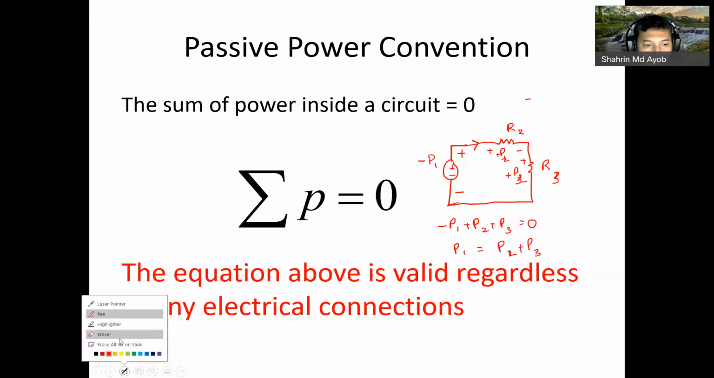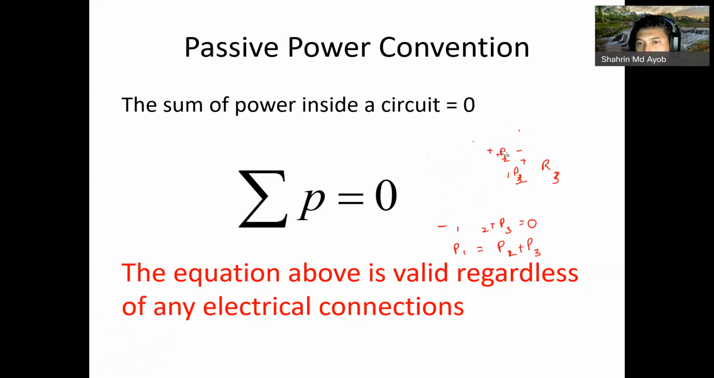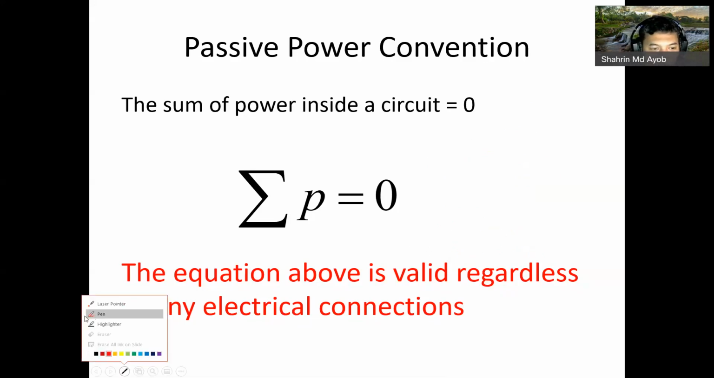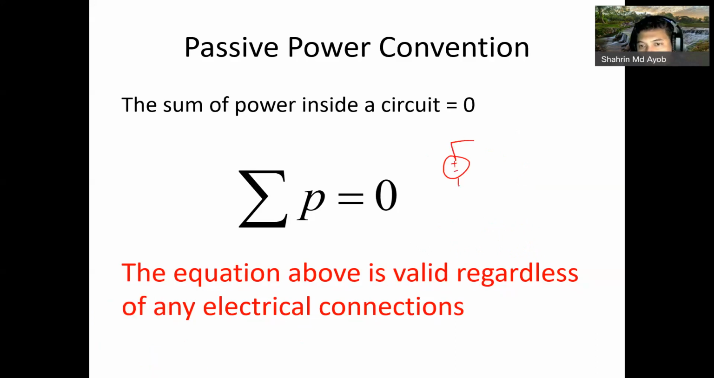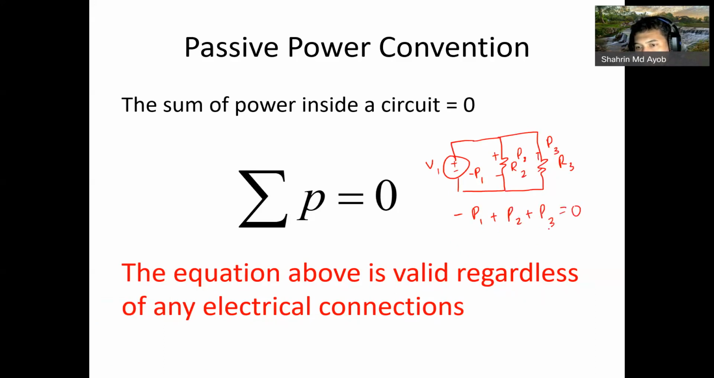Okay, so if I have a circuit like this, for example, I think I need to erase all this. A voltage source, and resistors R2, R3, for example, and then this is my V1. So this one will become negative P1, this one positive P2, and this one positive P3. So you write down the power equation, negative P1 plus P2 plus P3 is equal to 0, or I can write it as P2 plus P3 equals P1. So regardless of any connections, the power should sum up to 0.